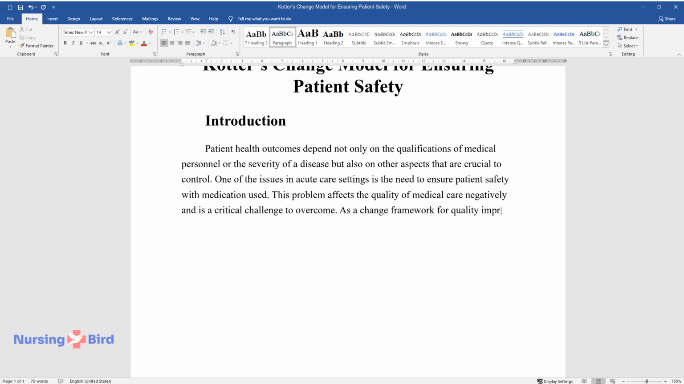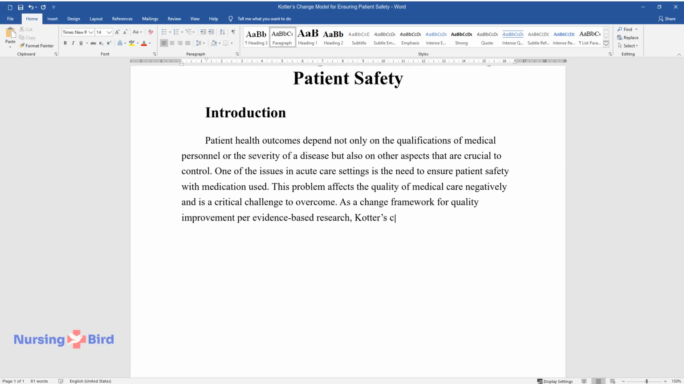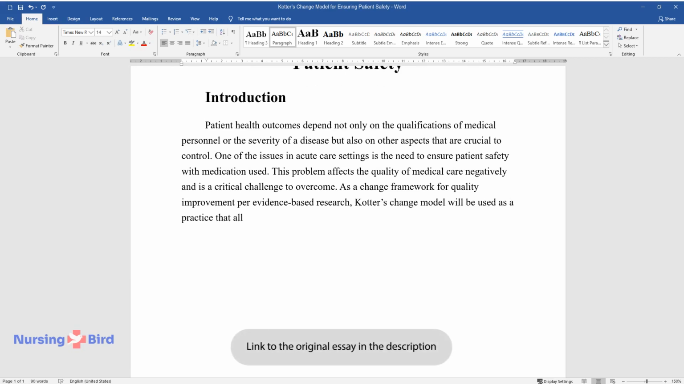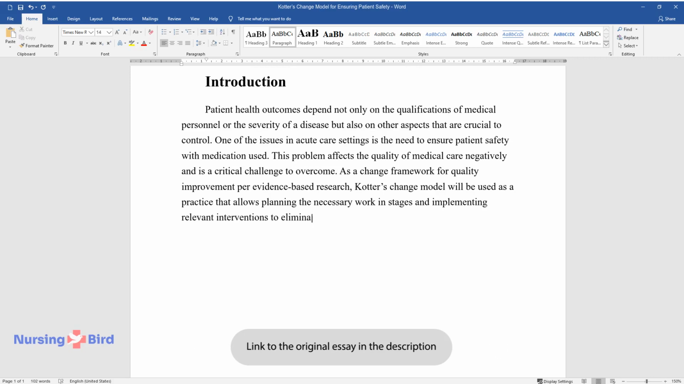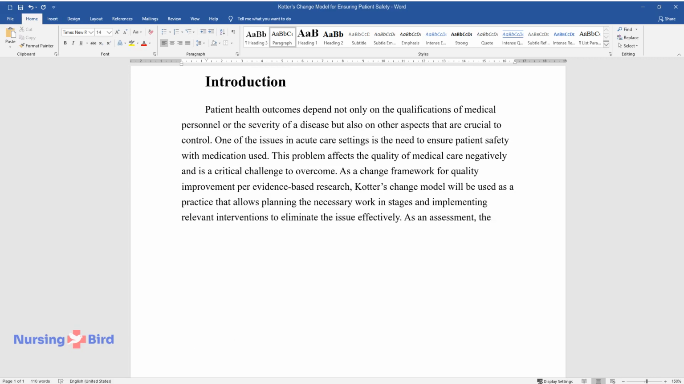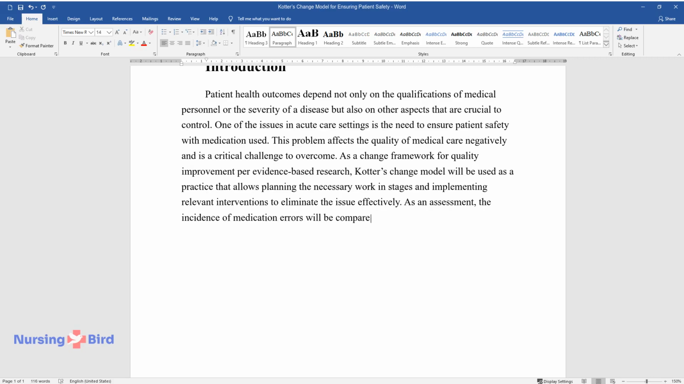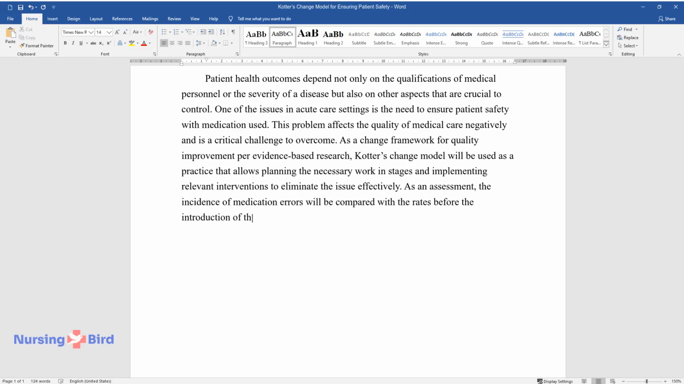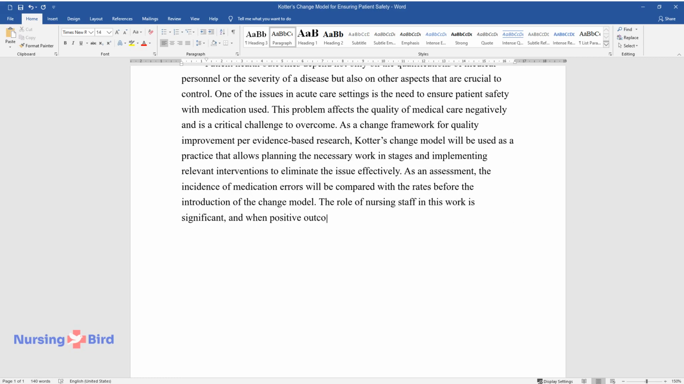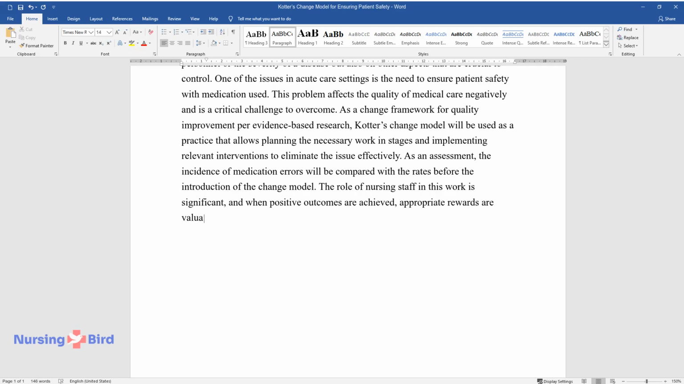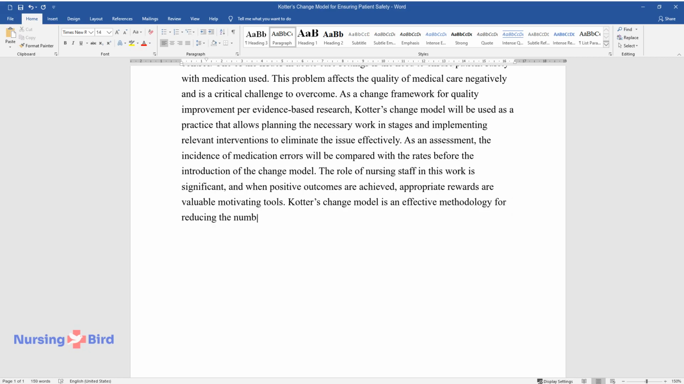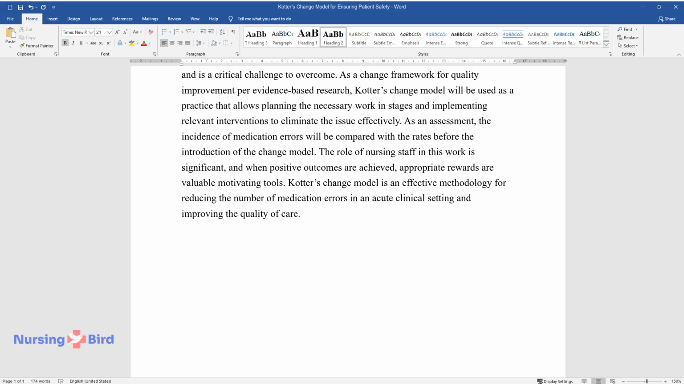As a change framework for quality improvement per evidence-based research, Kotter's change model will be used as a practice that allows planning the necessary work in stages and implementing relevant interventions to eliminate the issue effectively. As an assessment, the incidence of medication errors will be compared with the rates before the introduction of the change model. The role of nursing staff in this work is significant, and when positive outcomes are achieved, appropriate rewards are valuable motivating tools. Kotter's change model is an effective methodology for reducing the number of medication errors in an acute clinical setting and improving the quality of care.